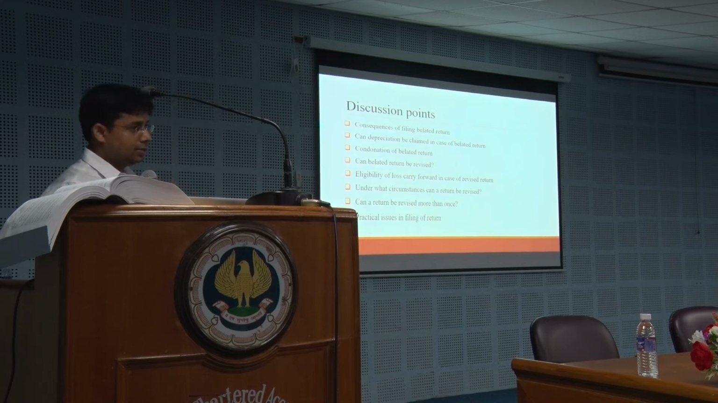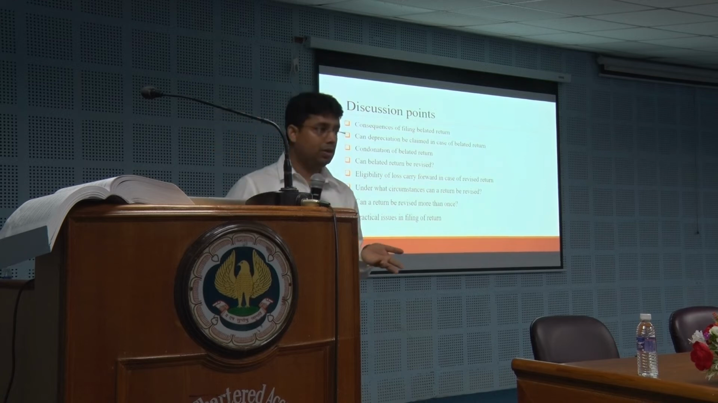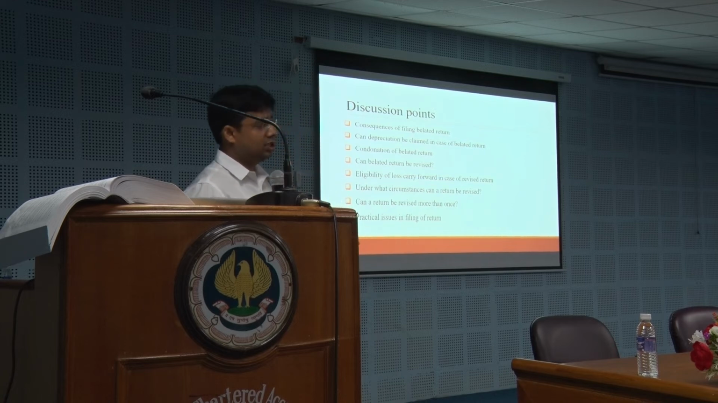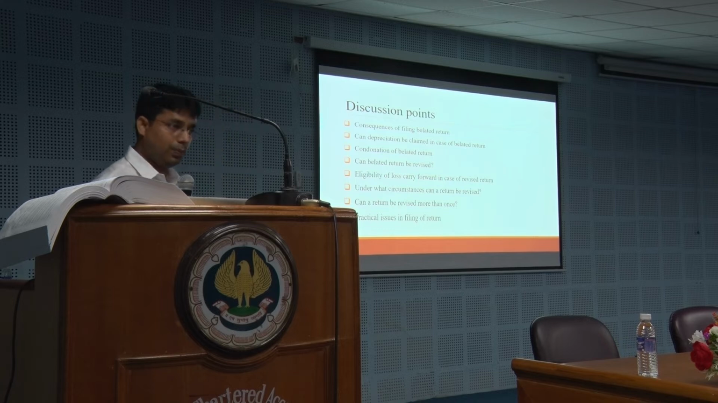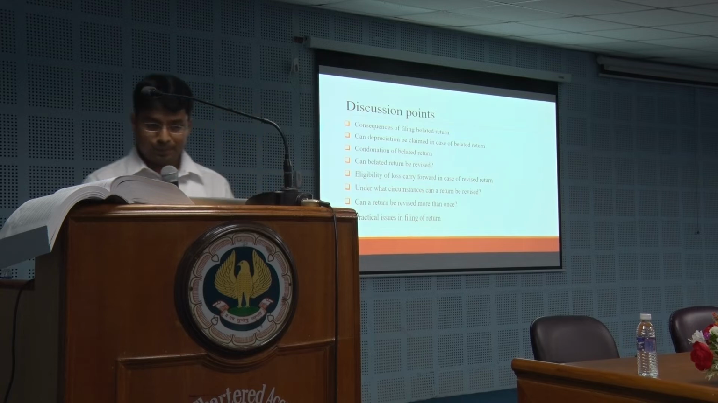Now, 3 categories of the authorities. One is the principal commissioner or commissioner, which is for up to 10 lakhs. 10 to 50 lakhs, the principal chief commissioner or chief commissioner. And the last category being CBDT. So if it is beyond 50 lakhs, you have to approach only CBDT.